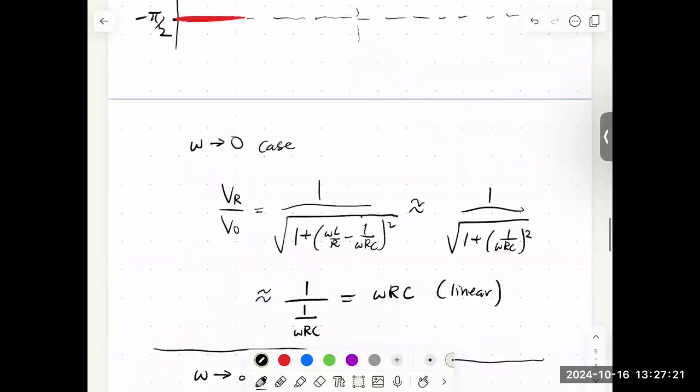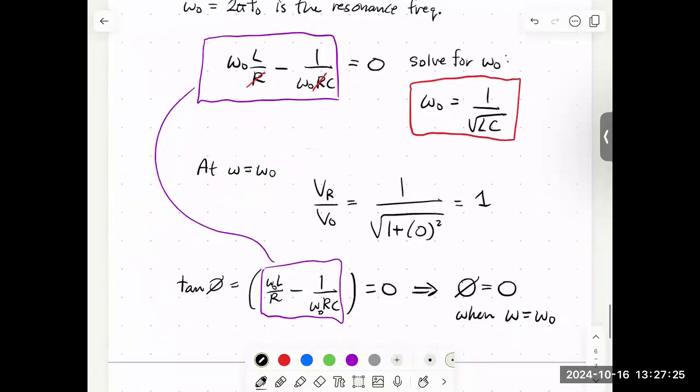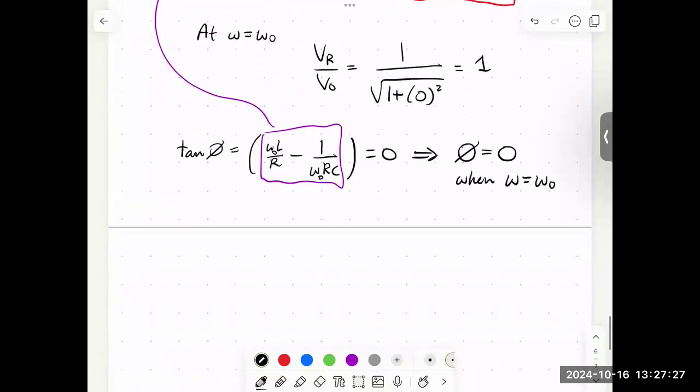Okay, good. I want to look at one more case, but I'm not going to do all the algebra for you. I'm going to leave it as an exercise for you to do. Yeah. Does this imply that V naught and VR actually are equal at that one special frequency? Yes. Yeah.